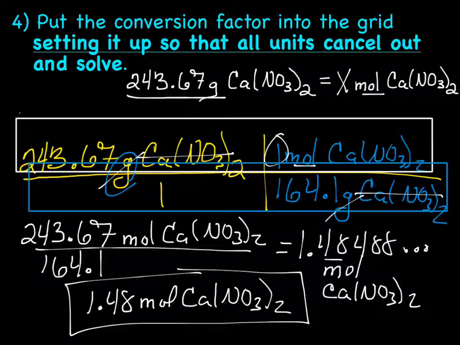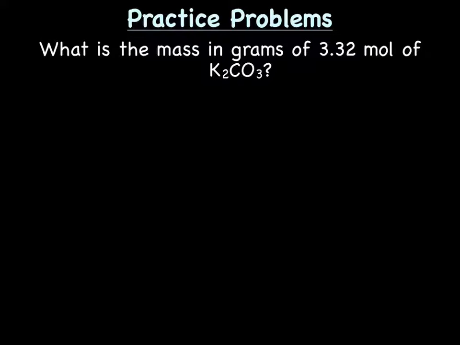Hopefully you noticed that even though this looks really complicated, mole mass conversions are not difficult as long as you're careful about the units. Write your units all the way through. Then it's really easy to set these up and cancel out. All right, let's try a practice problem. So question is, what is the mass in grams of 3.32 mole of potassium carbonate, or K2CO3? At this time, hit pause. Try your best to do the problem without me, then hit play and see how you did.